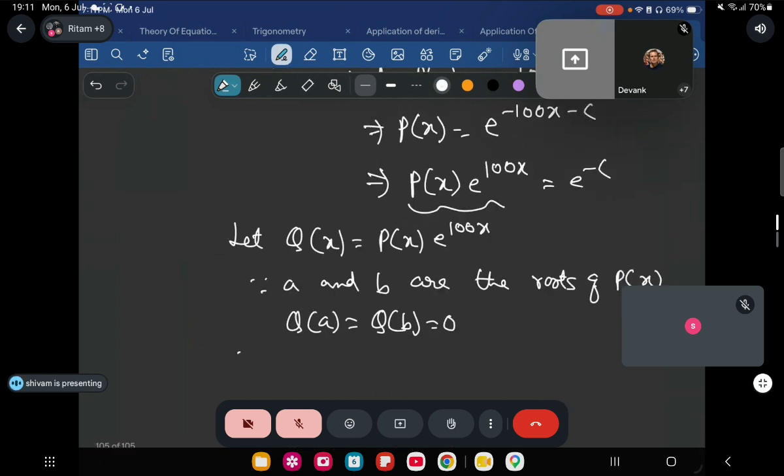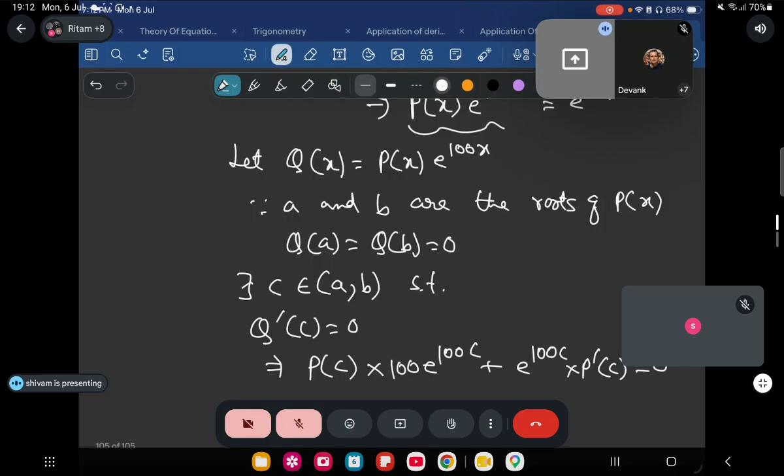So there exists some c belonging to (a, b) such that q dash c is equal to 0. And what is q dash c? q dash c is equal to p of c into 100 into e to the power 100c plus e to the power 100c into p dash c. This will be equal to 0. Okay, putting it equal to 0.